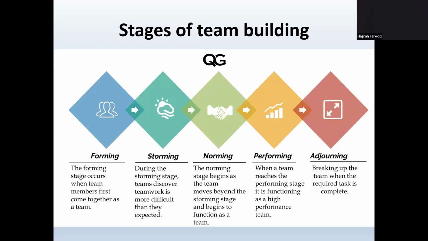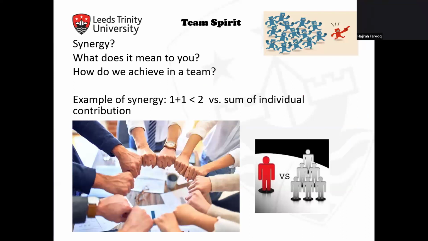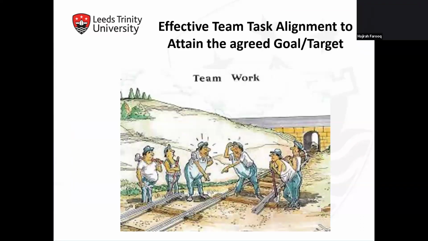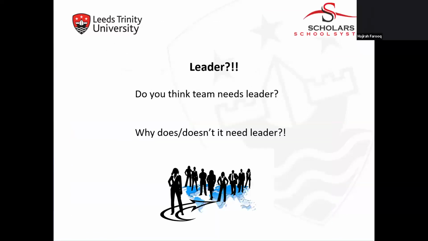So then we discussed the stages of team building, which include forming, storming, norming, performing, and adjourning. And then we discussed a little bit about team spirit. We discussed what is synergy. We discussed what does synergy mean to the students and how can it be achieved while working in a team. So moving further, we discussed effective team task alignment to attain the agreed goal or target. And then we discussed about what is a leader.